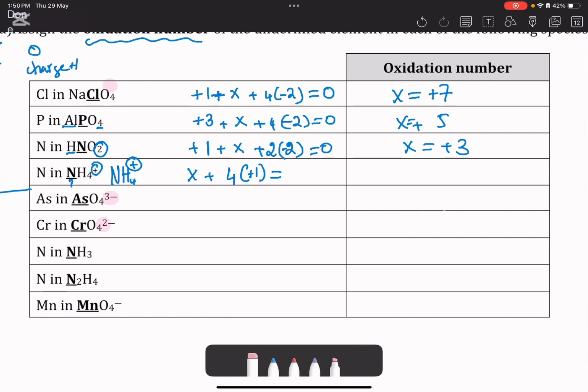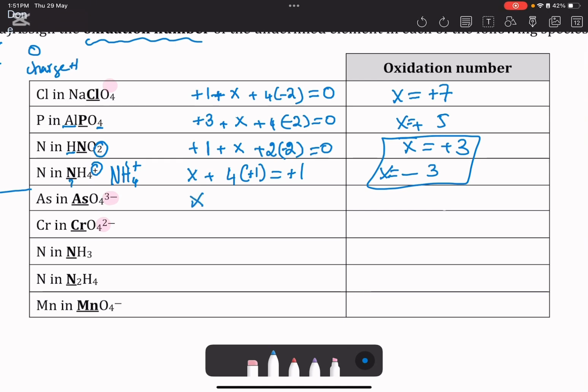If the 4 is written up like that, the charge will be 4 plus. So please be careful of this common mistake. So that's a +1. Solving for X, we will find N to be -3. So here, you see, N can change. I cannot memorize it.